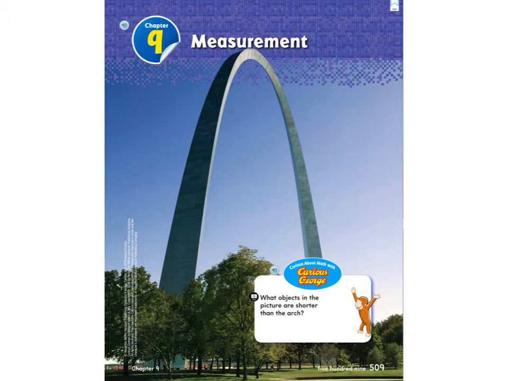If you would go ahead and turn to page 509 in your Go Math workbook, you will see the arch in St. Louis. I actually used to live in St. Louis, and I have been to the top of that arch, and it's a really cool view. The question down at the bottom says, what objects in the picture are shorter than the arch? So go ahead and answer that question out loud right now.